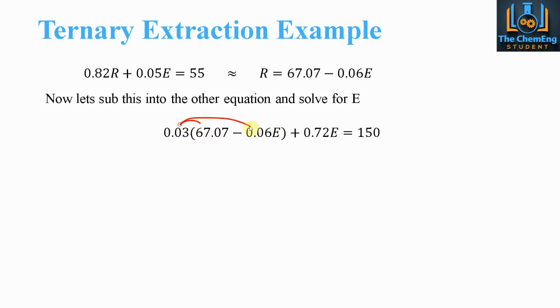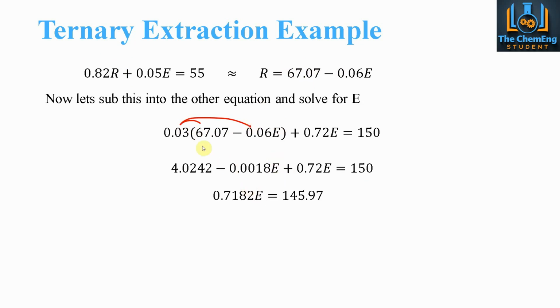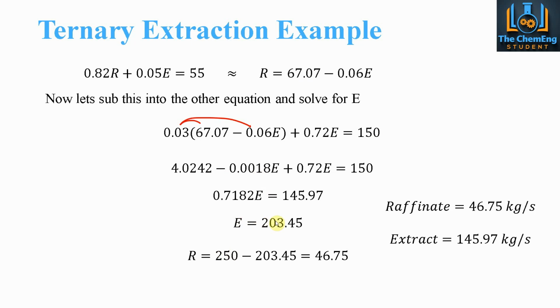So then all we would do from this point is multiply this bracket out. We would then collect the like terms, collect the E's, bring that number across, and that will tell us that our mass flow rate for the extract would be 203.45. We know the total, what comes in comes out, is 250. So we do 250 minus 203.45. So we get a value for the raffinate of 46.75 kilograms a second and 145.97 kilograms per second for the extract. And that's how you would go about solving a ternary liquid-liquid extraction using the triangular coordinate system.